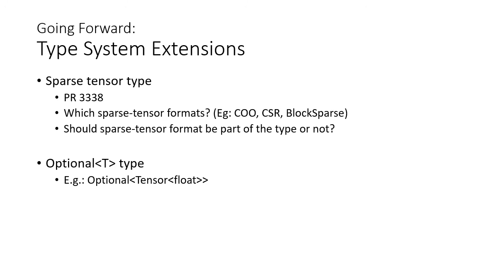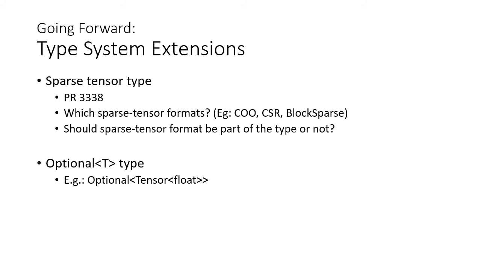Now, switching to the second part of the presentation, let's discuss some things we would like to address going forward. There are a couple of proposals for ONNX type system extensions. One is to introduce a sparse tensor type. There's a PR out there, and your feedback and comments on the PR would be much appreciated.